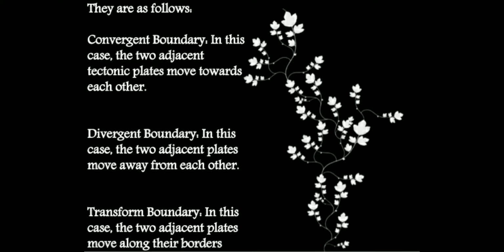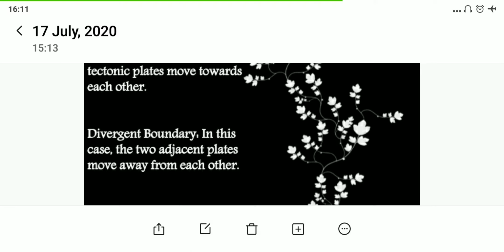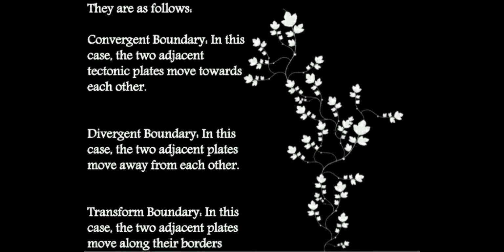And the other one is the transform boundary. As I showed you, this kind of movement, vertical movement. Clear? In this case, the two adjacent plates move along their borders. Clear to you? Move along their borders.